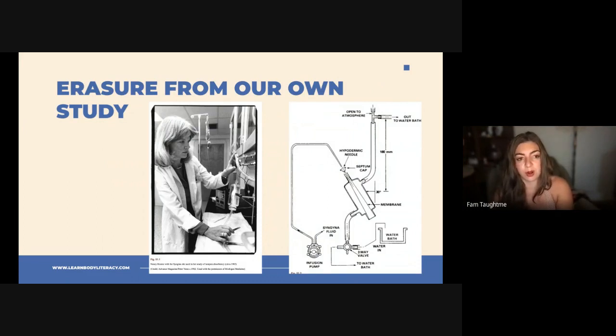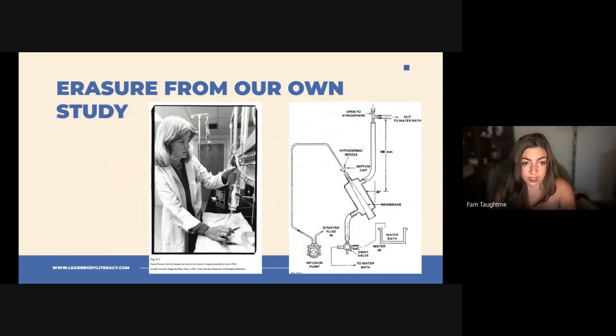And erasure from our own study. This is another topic that is also going on, where you basically have our menstrual cycles, we want them to be studied, but then when they go to study them, they actually don't study our bodies. And there's actually a good example of this.